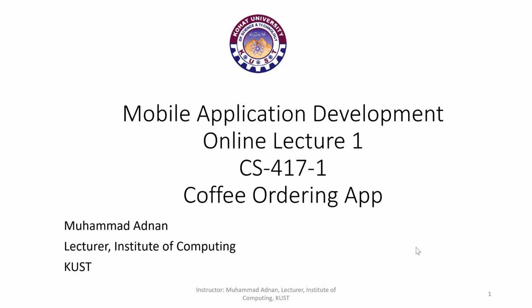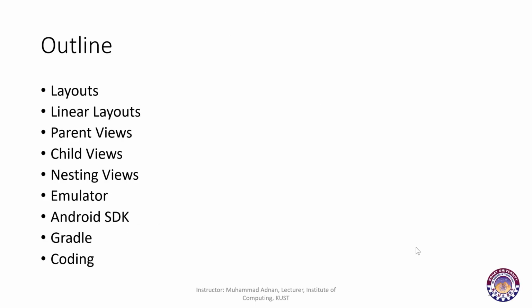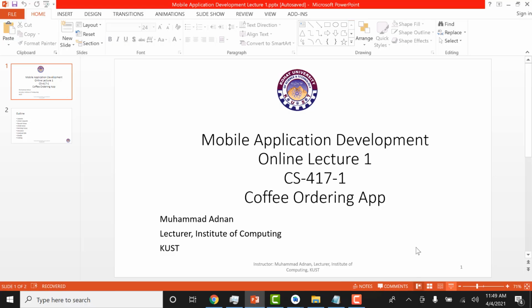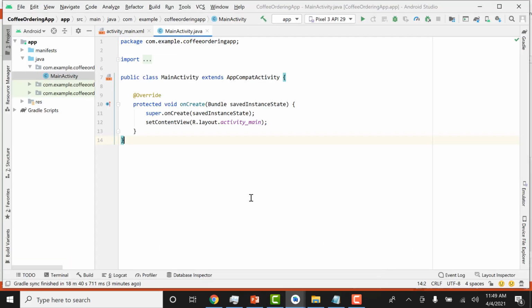So, students, we are going to continue from where we left in the previous part of lecture one. We discussed layouts and the linear layouts, and then what are parent layouts, child views, nesting views, emulator, Android SDK, Gradle, what is Gradle file encoding. So today we are going to further work on the coffee ordering app and see how these different elements work together. So with that, let me open my Android Studio program.